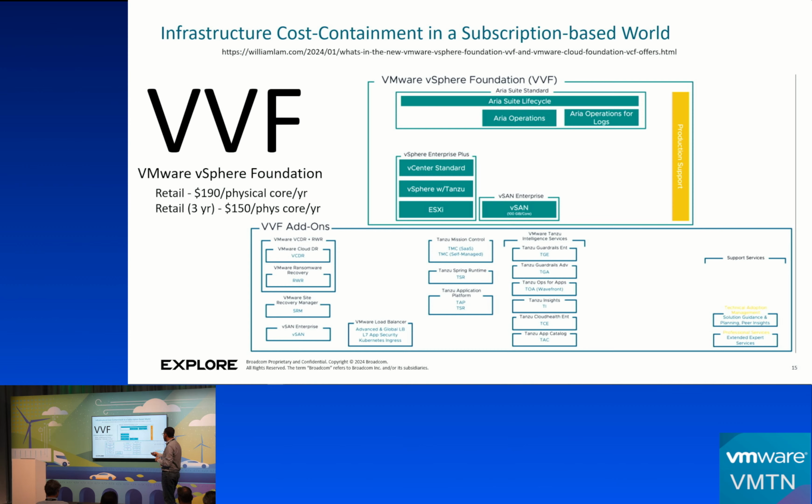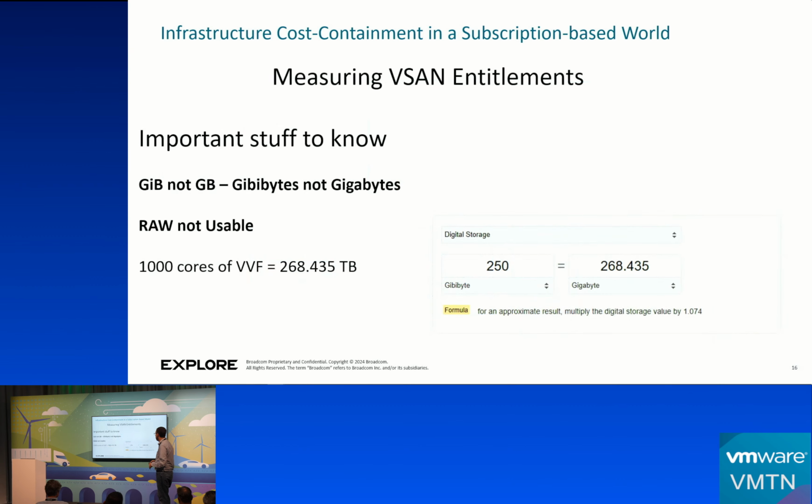Down at the bottom here, you can see you can also get the Avi load balancer, SRM, and a lot of the support included with that. Now, the retail price for vSphere Foundation, if you buy 1 or 2 years, is $190 a physical core. But if you get a 3-year bundle, that goes down to $150. And that's retail, and your mileage may vary, right?